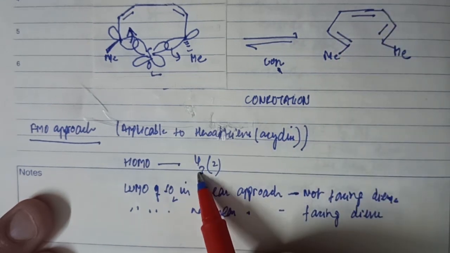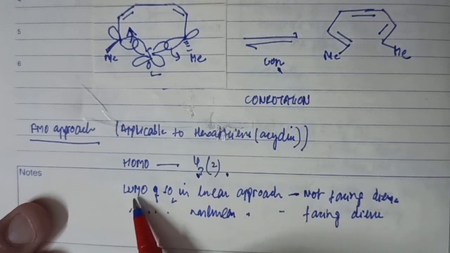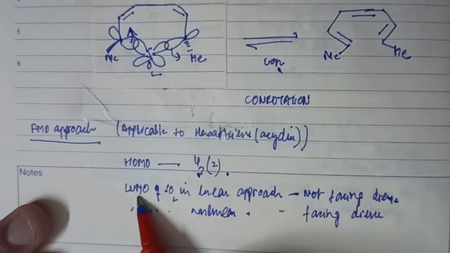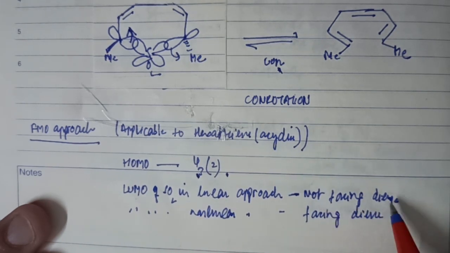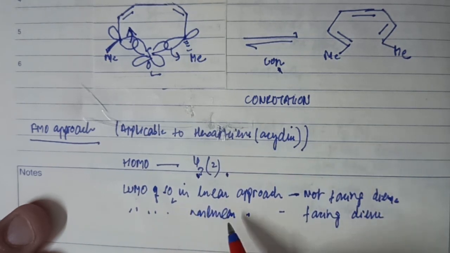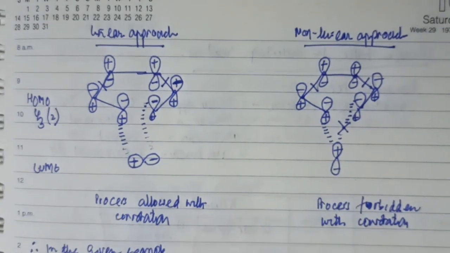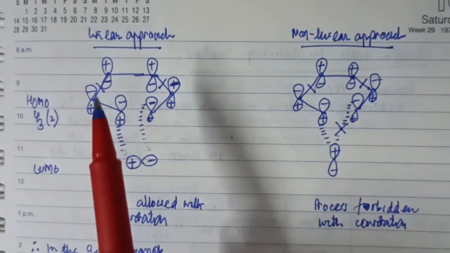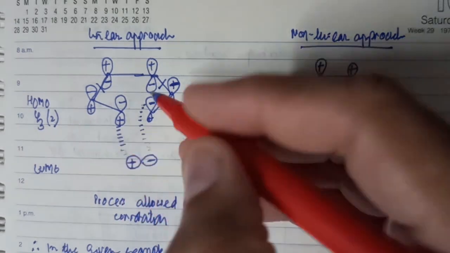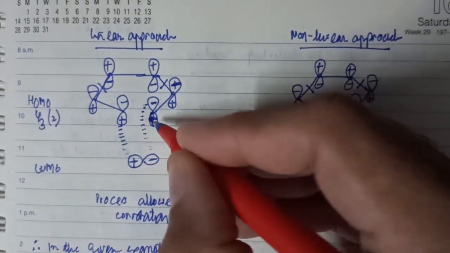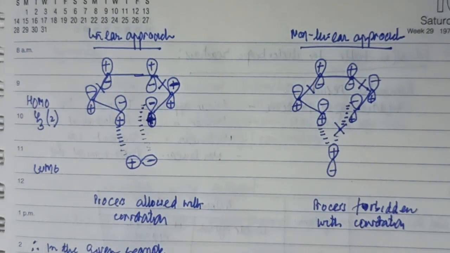HOMO under thermal conditions, which is under consideration, should be Psi3 with 2 nodes. And of course, as discussed previously, LUMO for sulfur dioxide in the case of linear approach should not be facing directly, whereas LUMO of sulfur dioxide in non-linear approach should be facing the diene directly. Let's draw both the possibilities. Let's draw the linear approach and the non-linear approach. Psi3 HOMO, 2 nodes, terminal lobe same phase has same sign, right?